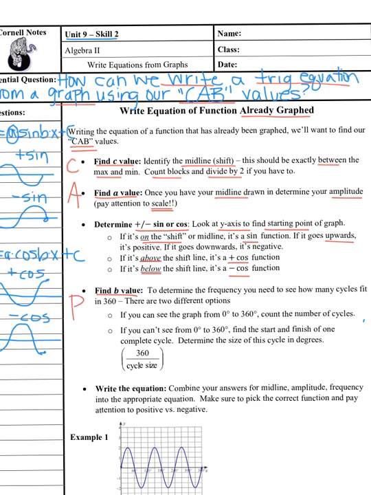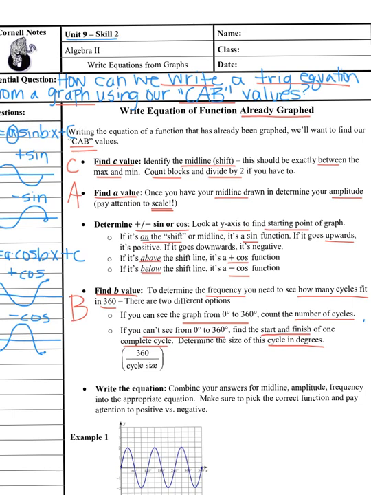So the B value is the frequency, and what you need to do is look at the graph and determine how many cycles fit in 360 degrees. So if you can see 360 degrees in your graph, then you're just going to look between 0 and 360, how many full cycles does the graph portray? That would be your frequency value. Frequency just means how many. Or if you can't see from 0 to 360, you're going to find the start and the finish of one complete cycle, and then determine the size of the cycle in degrees.